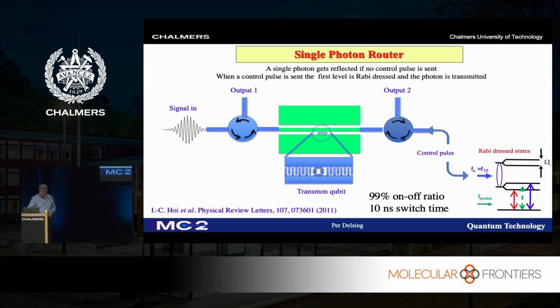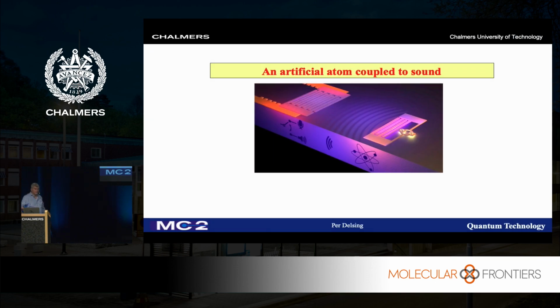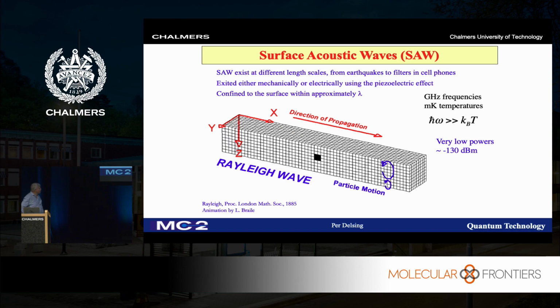Now, I also want to show you another thing that you can do with these artificial atoms. You can put them on piezoelectric surfaces. How many of you know what a piezoelectric is? Some. It's something that when you put on a voltage, it actually gets shorter or longer. If you put on an oscillating voltage, it actually oscillates in size. That can create surface acoustic waves that you see here.